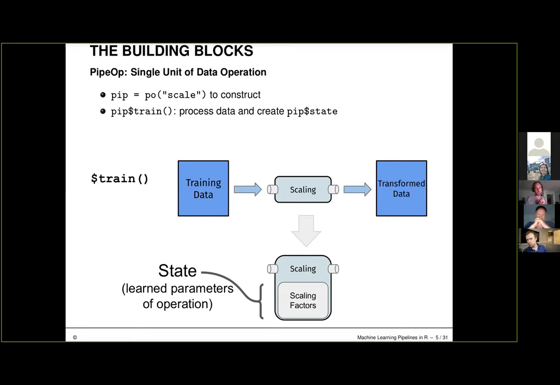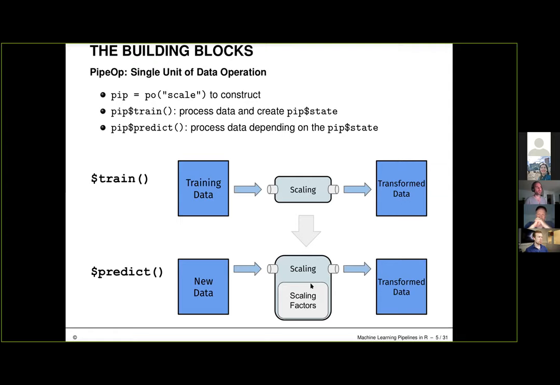One scaling is subtracting the mean and dividing by the standard deviation for each column. And this is what I call the scaling factors here. You could also call these learned parameters, so in a certain sense, we are learning them on training data. And here we now store them, as we store the model inside of a learner. We now store these learned parameters. And during prediction, something slightly different happens.